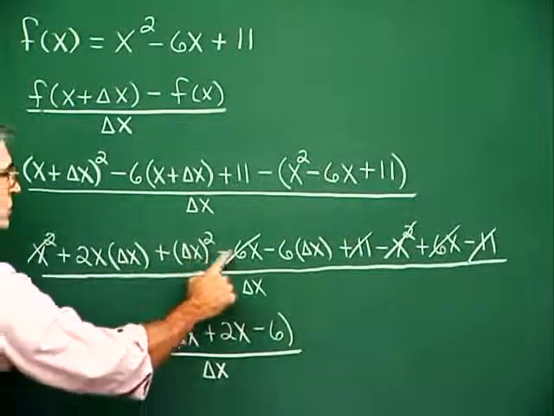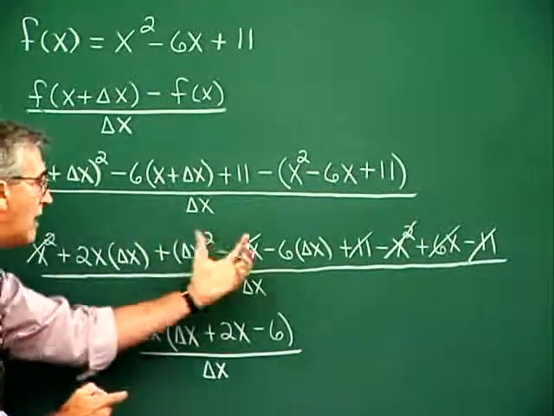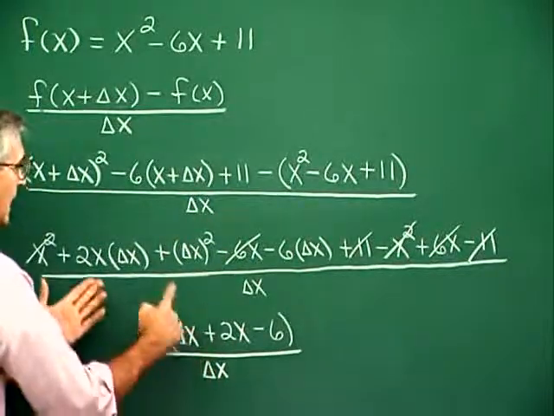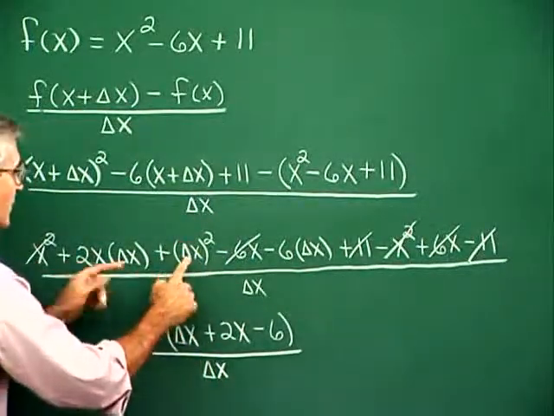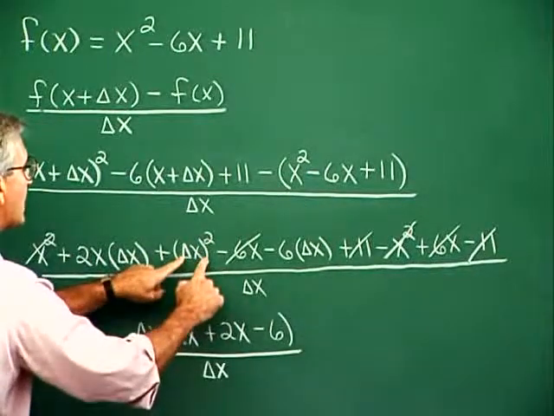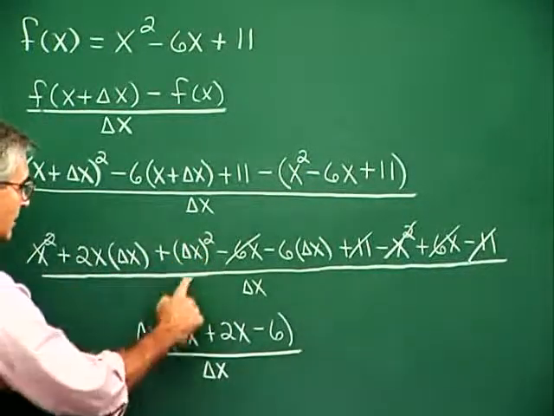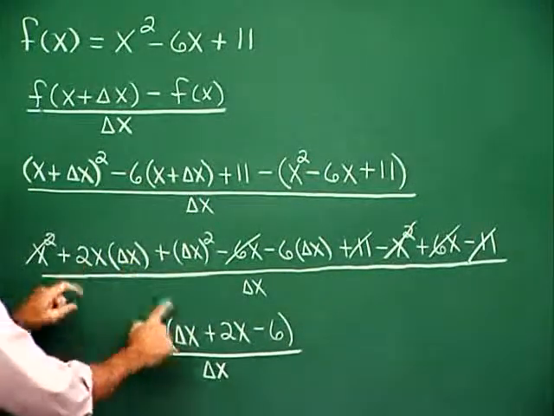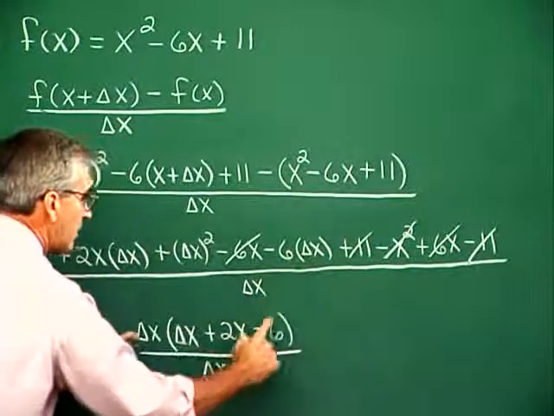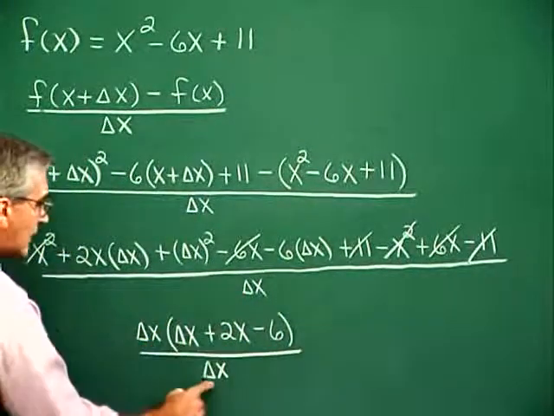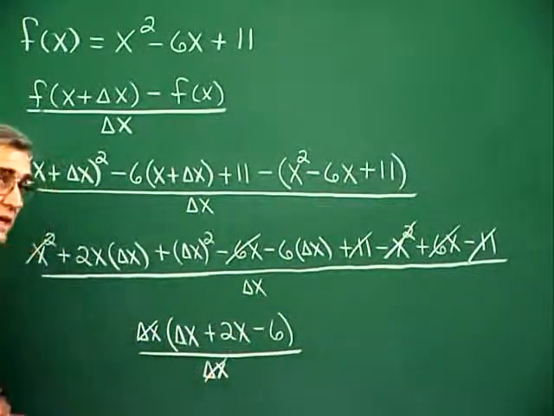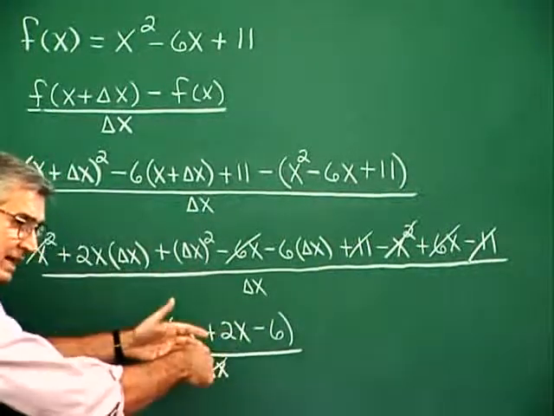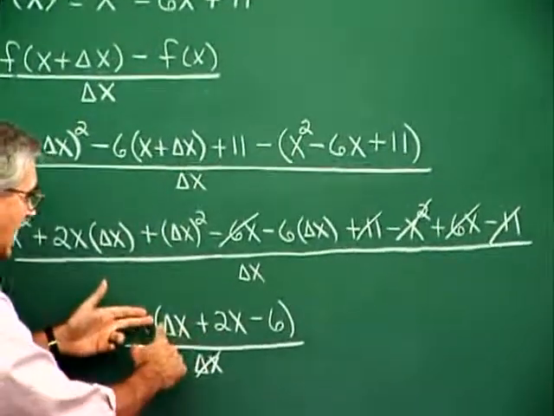Well, if all of these terms remaining involve delta x, I'm going to factor that delta x out of those terms as I bring them down. And I'm going to use this term of sort of highest degree first. I have delta x squared. When I take a delta x out as a factor, I'm left with the other delta x factor. When I take delta x out of this term, I'm left with 2x. When I take delta x out of this term, I'm left with minus 6. And now I have the delta x in the denominator, so these guys cancel. And now I have evaluated that difference quotient and I get this.